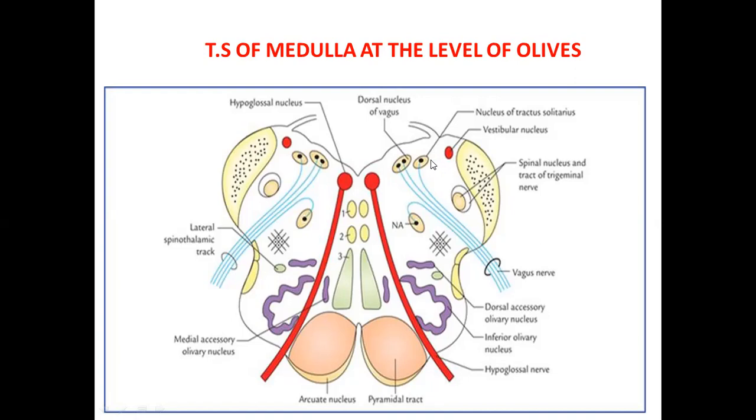Then the nucleus ambiguus. It lies deep within the reticular formation and it gives origin to the 9th, 10th and 11th cranial nerves. So this is nucleus ambiguus. It lies deep within the reticular formation. It gives origin to the motor fibers of the 9th cranial nerve, that is glossopharyngeal, the 10th, vagus, and the 11th, accessory nerve.